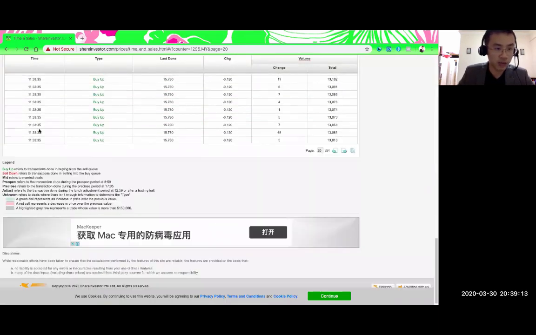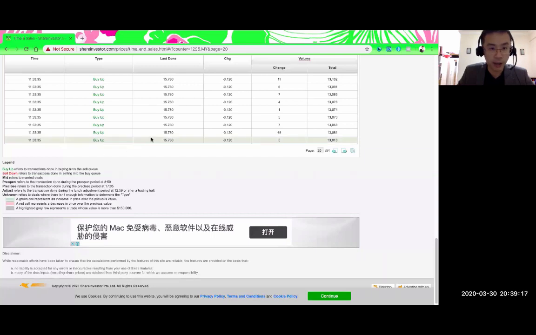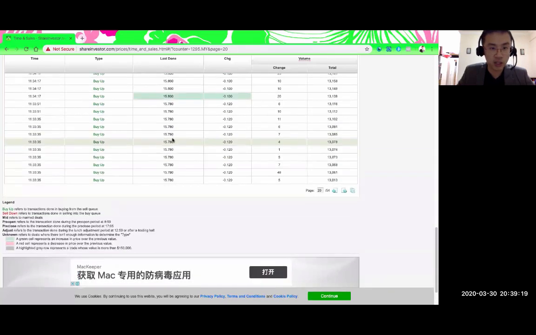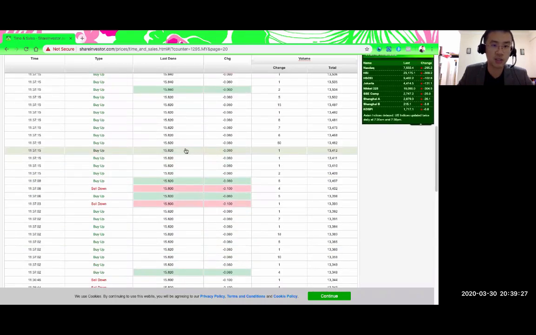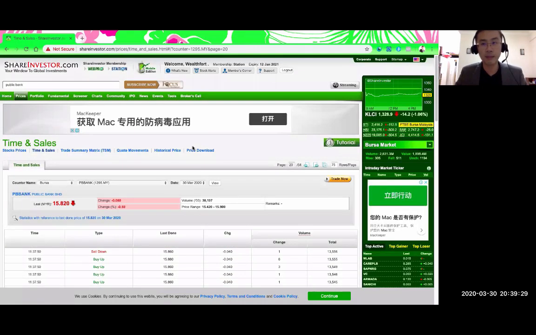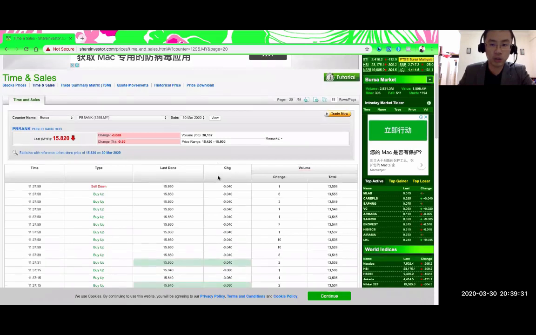Okay, at 11:33, there are 5 lots that buy up at 15.78. And here they are at 11:34. There are 20 lots that buy up to 15.80. Okay, and so on. So this time and sales will tell us at which time of the day what action was matched, which orders were matched.